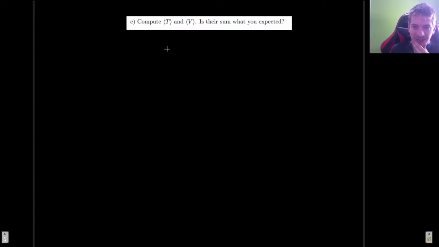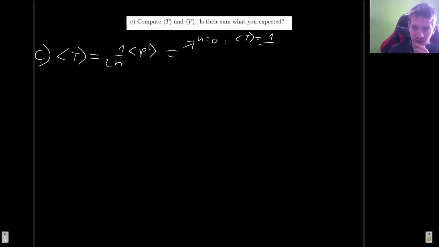Part C asks us to compute the expectation values of the kinetic energy and of the potential energy. But don't worry, this is much easier than it sounds, because the expectation value for T, remember, is just 1 divided by 2m times the expectation value of p squared. But we already computed that, right? So in the case for n equals 0, the kinetic energy expectation value will be 1 divided by 2m times, let me see what our result was.